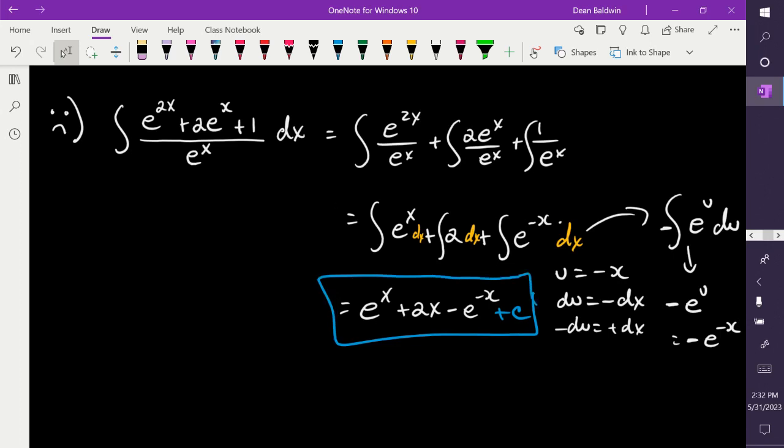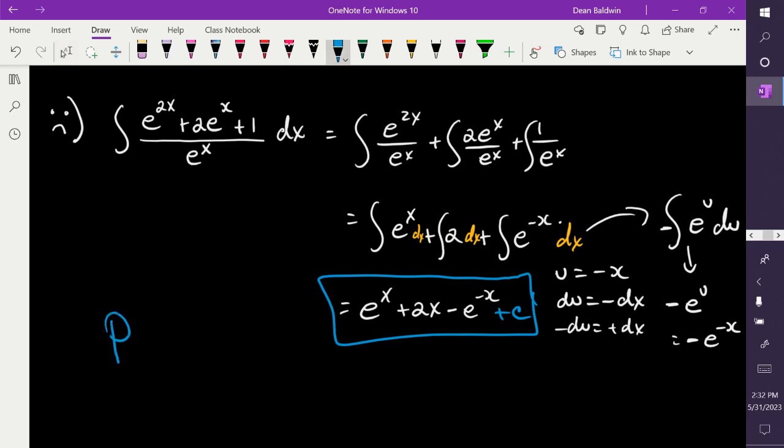And you just wait to the end to do the plus C, because yes, each one of these would be like plus C, plus C, plus C. But what is constant plus constant plus constant? Constant. So we just put a plus C at the end. Is that okay? Do you mean the original? Yeah, well, that wouldn't work out.